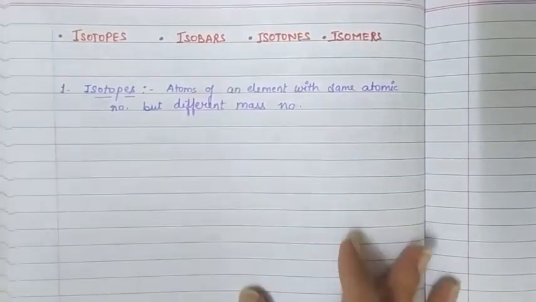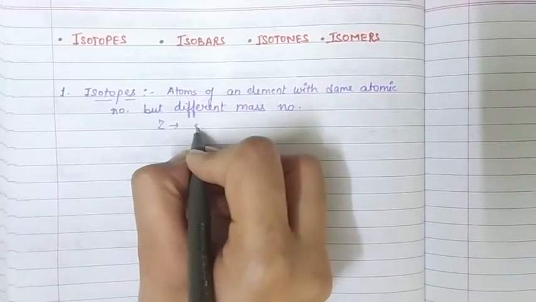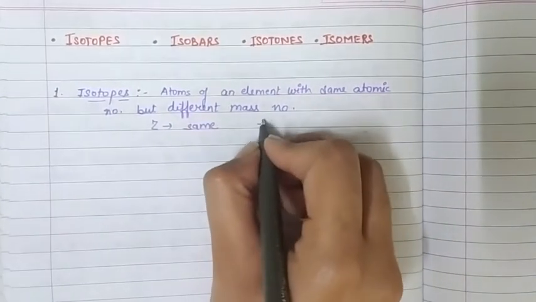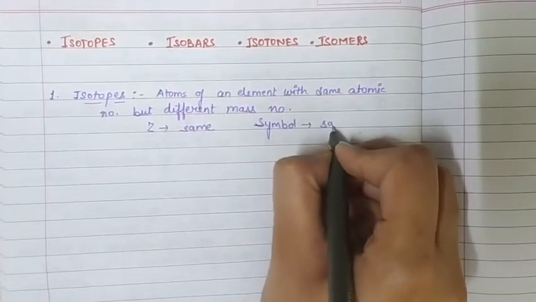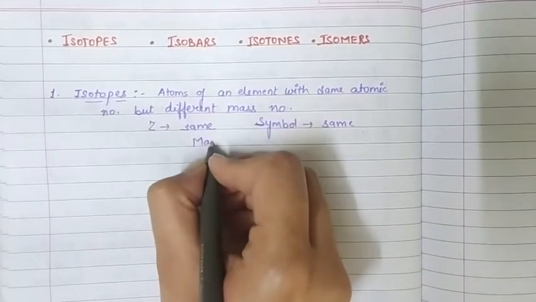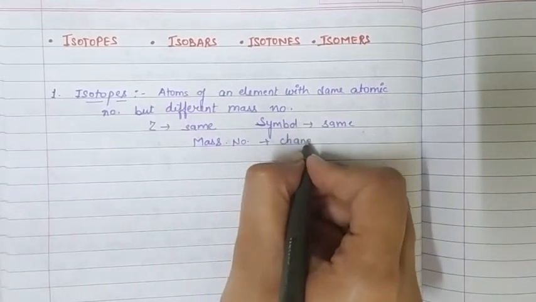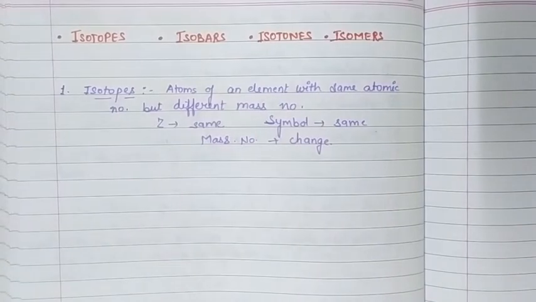What we have to remember is that in the case of isotopes, the atomic number will remain the same, meaning Z will be the same. Since Z is the same, the symbol of the element remains the same, the letter that we will use, but the mass number will change. This is the main point to understand isotopes.